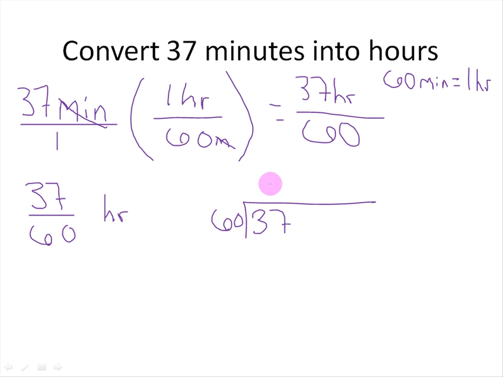60 will not go into 37. So we'll stick a 0 in here and add a decimal. And then we can stick a 0 here. And it looks like 6 times 60 is 360. So that leaves us with 10 left over. 60 will not go into 10, but we can add a 0, and 60 will go into 100 one time. And that leaves us with 60. We do the subtraction, and that leaves us with 40. 60 will not go into 40, but it will go into 400, and it will go 6 times. And so 6 times 60 is 360.